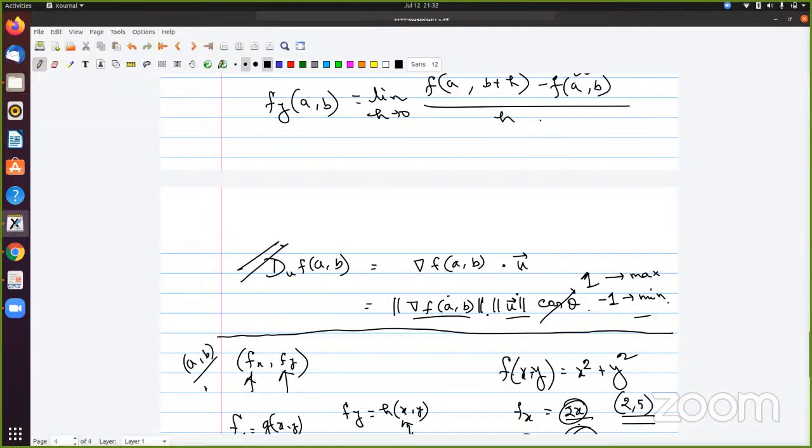Now it became a product of two things. Suppose this is some x and this is some y. When will this product be maximum? When cos theta is equal to 1, when x equals y. Basically, I am asking, suppose x is less than 5 and y is less than 5, both of them coming from 1 to 5. Suppose this is my domain.